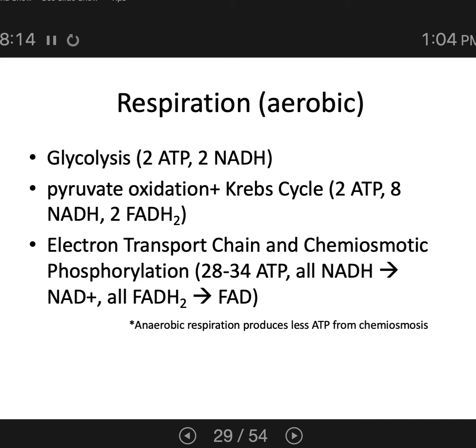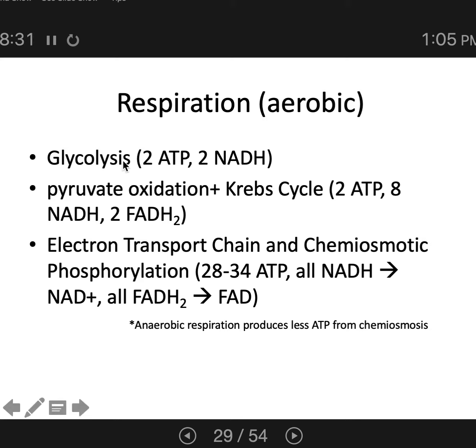I'm not going to make you do that, right? Because I want you to understand the main points. I will show you diagrams of every single step. You do not need to memorize every single step. You need to memorize the overarching themes. So this slide I would like you to memorize.